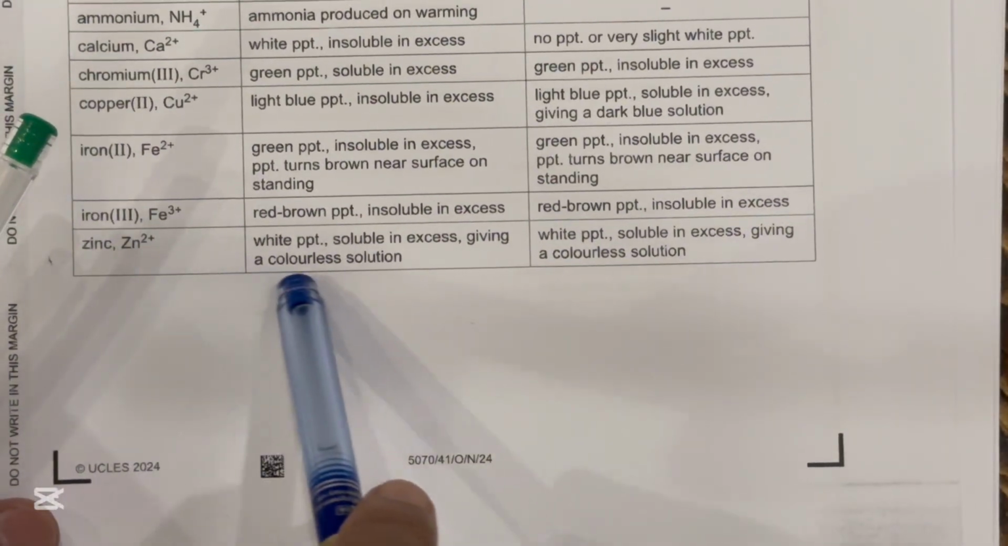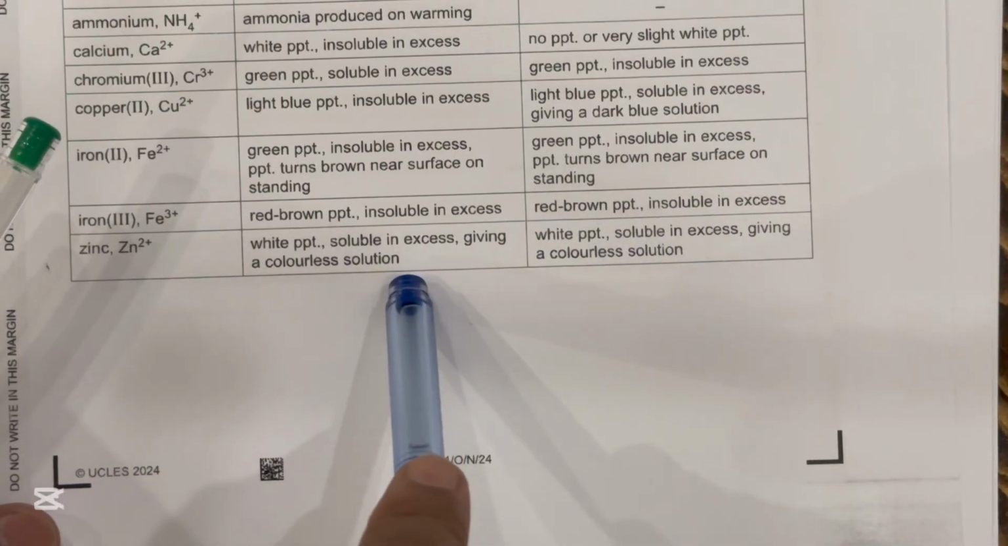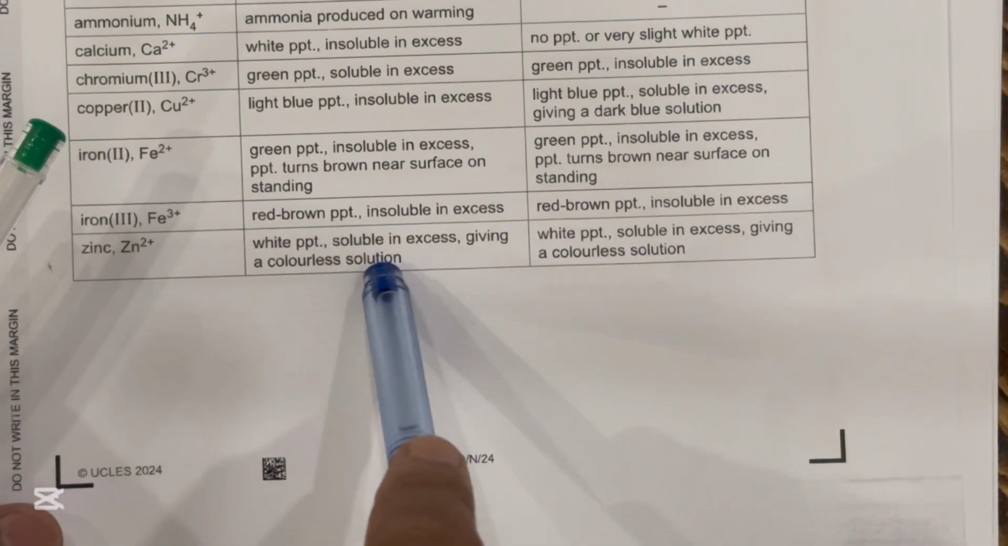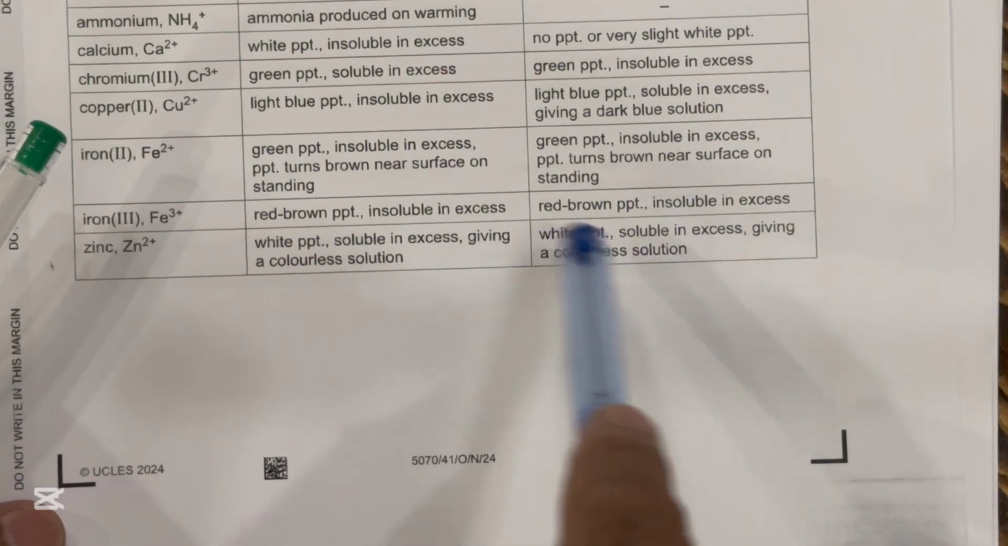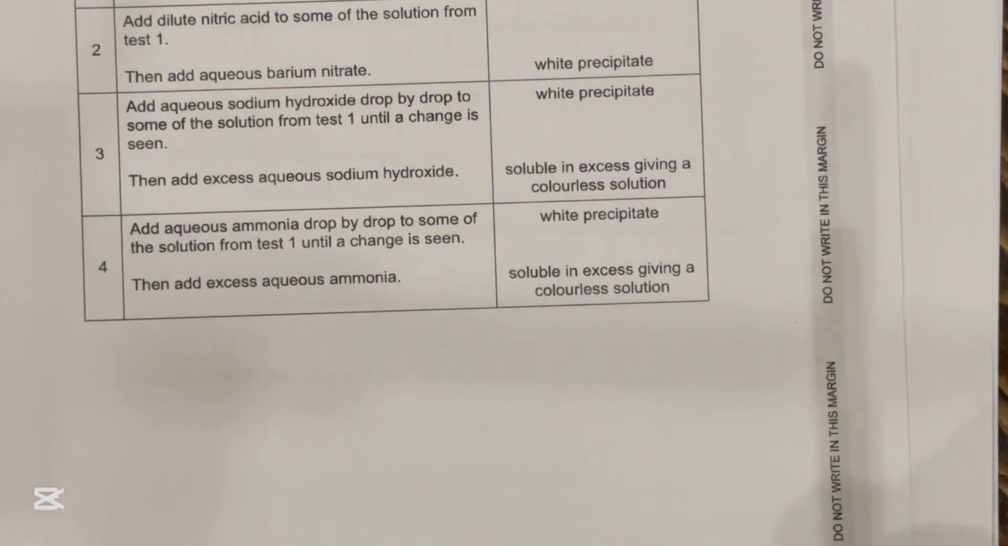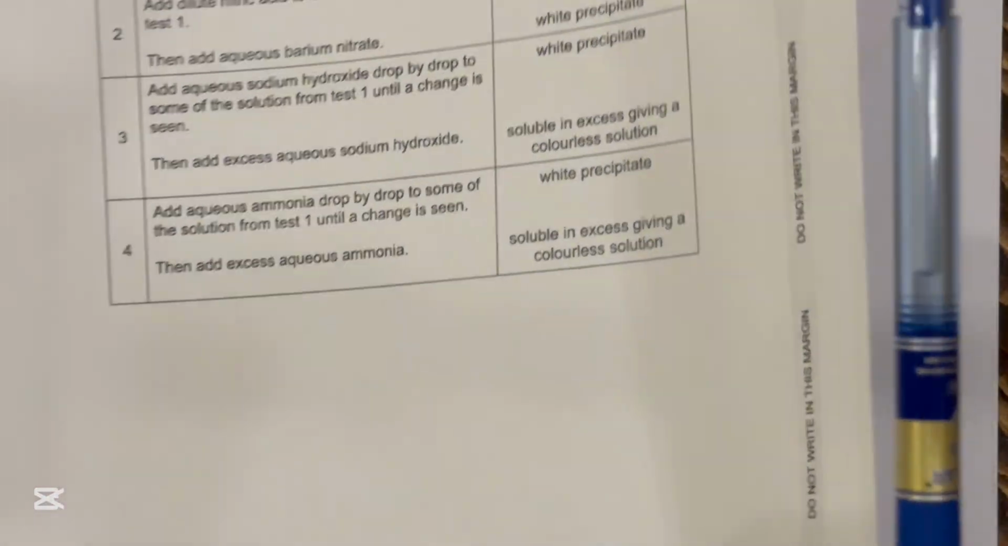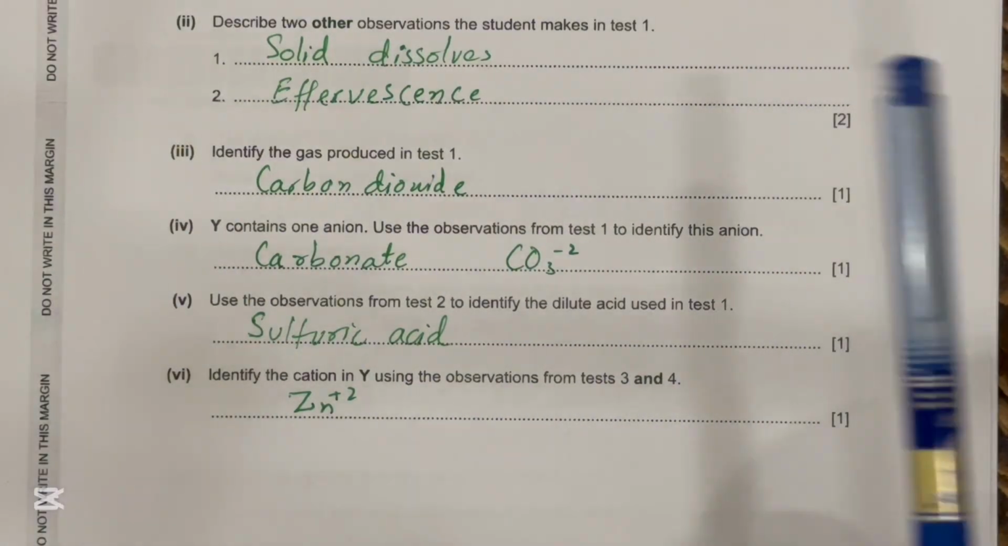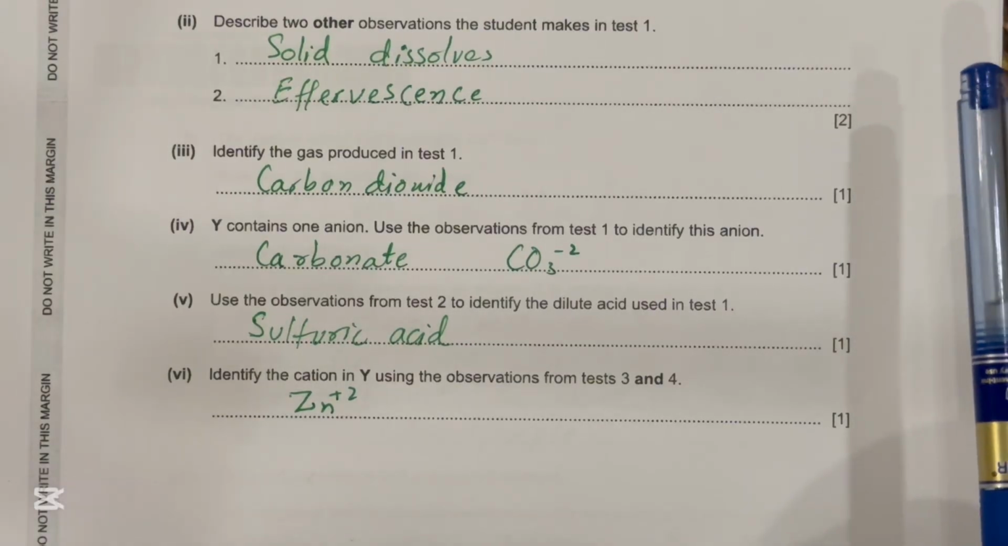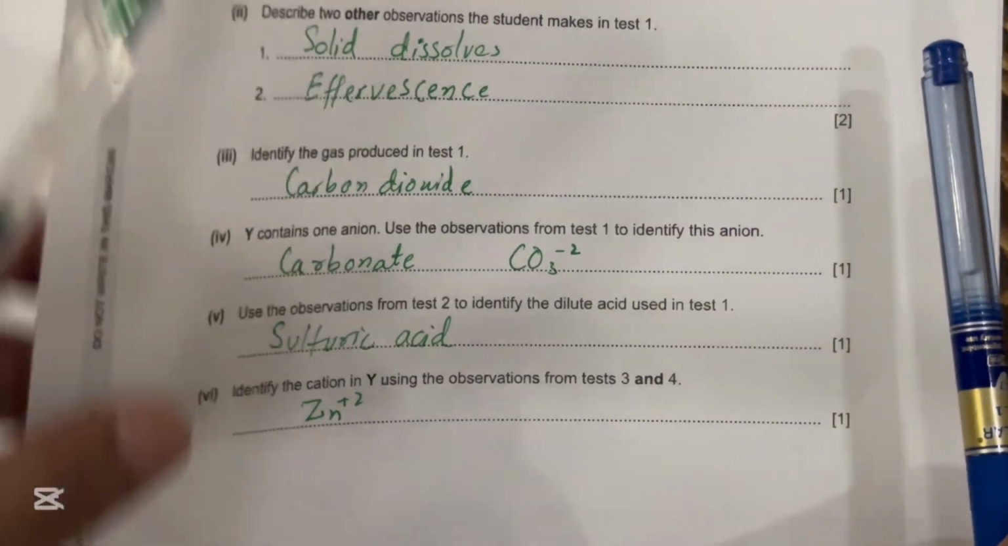So we will write in our answer: this is the observation for test 3, and this is the observation for test 4. So we have identified the zinc ion. Okay, so the cation is zinc, Zn2+.